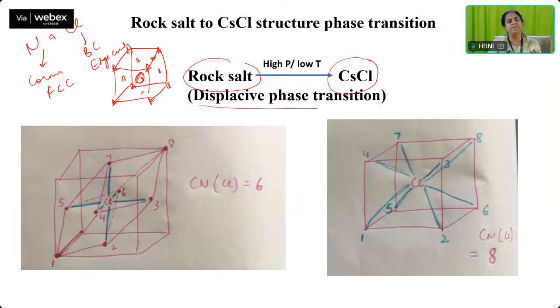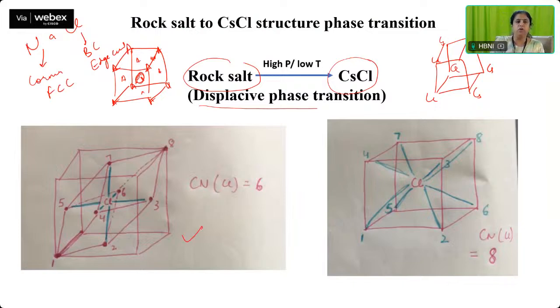And now how is it a displacive phase transition? How, simply by moving the bond, can I bring it to CsCl structure? What is the CsCl structure? It is a primitive lattice, so chloride at the center and all the cesium at the corners. Now let us see how, just by displacing, you can convert rock salt into CsCl.